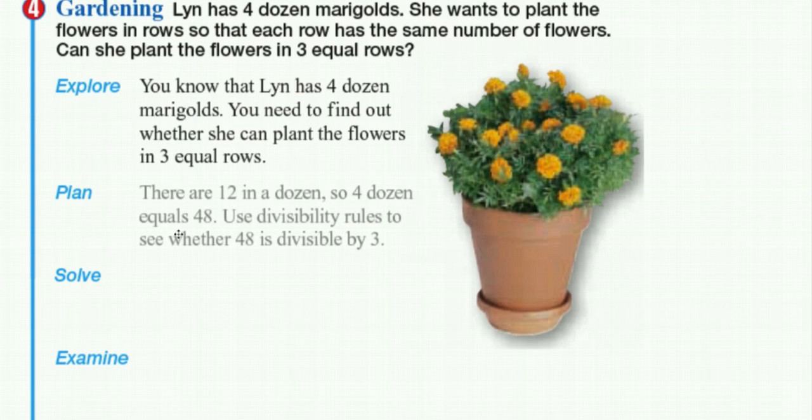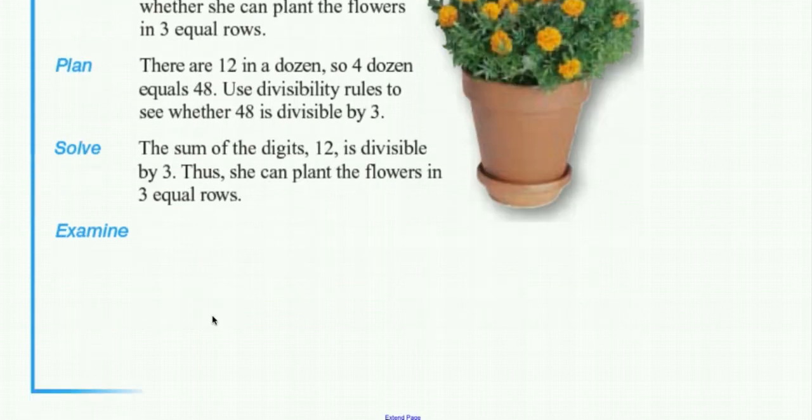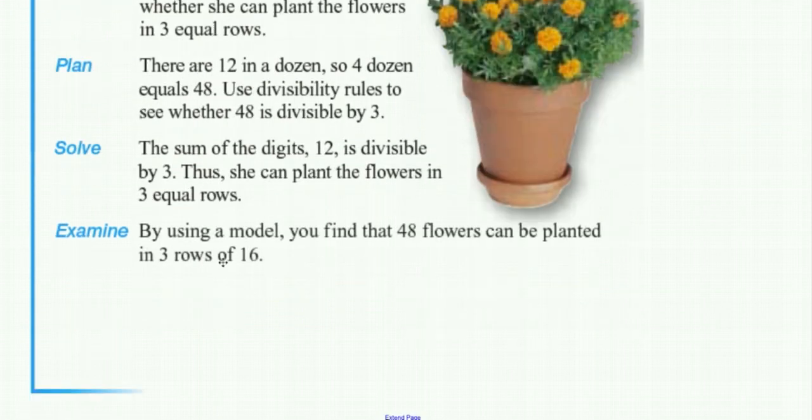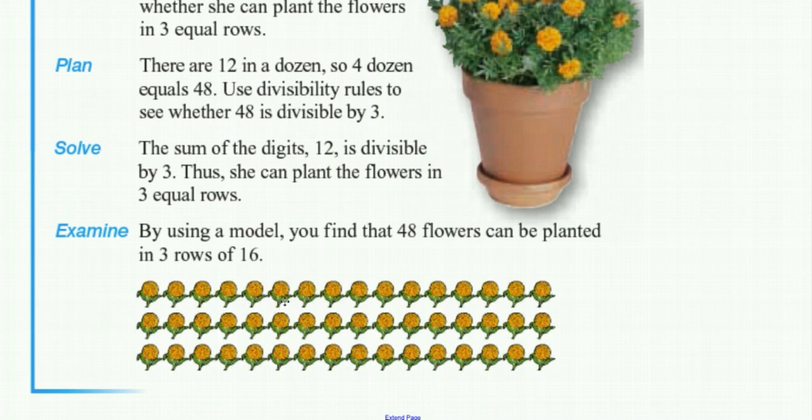So how do we plan to solve this? There are 12 in a dozen, so 4 dozen equals 48. Use divisibility rules to see whether 48 is divisible by 3. When you add 4 plus 8, the digits of 48, the sum is 12. It is divisible by 3. Thus, she can plant the flowers in 3 equal rows. By using a model, you can see 48 flowers can be planted in 3 rows of 16.